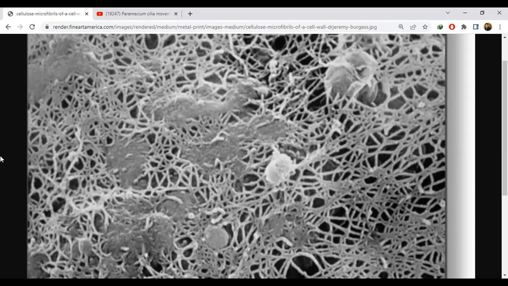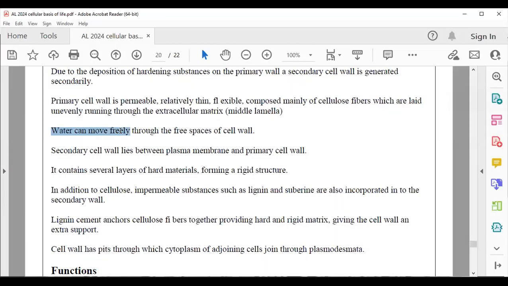Yes. In the secondary cell wall, all these holes are filled by lignin or suberin. Then what will happen? No water flow. Nothing can move, correct? So which one is permeable? Now, water can move freely through the spaces of the wall means it is indicating the primary cell wall.